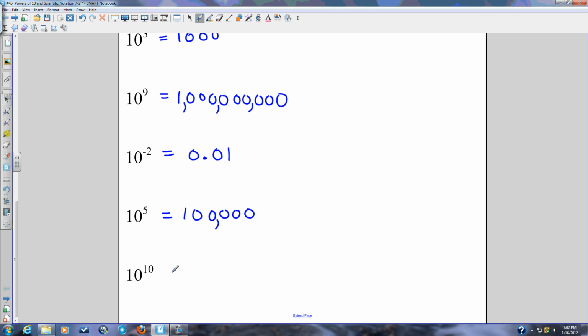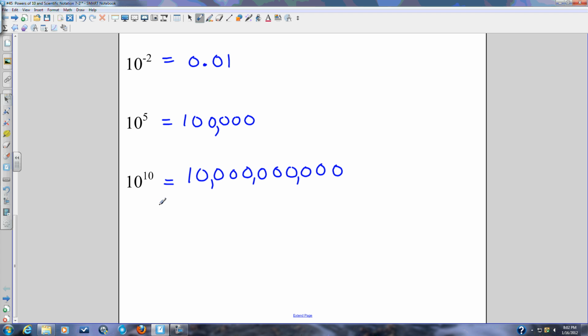And then 10 to the 10th means 1 followed by 10 zeros. And putting in our commas every 3 places back. There we have it. Okay. So we've ended up with 10 billion. Let's move on to the next page.